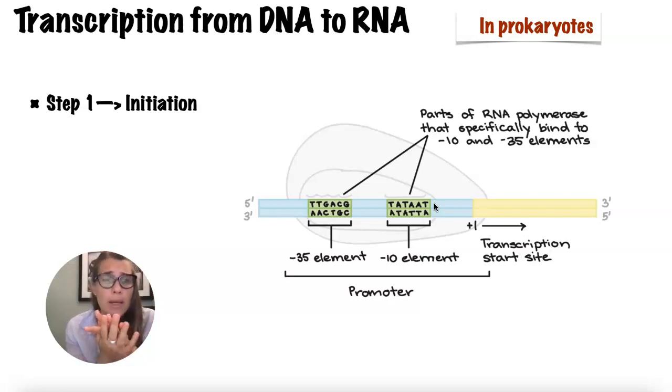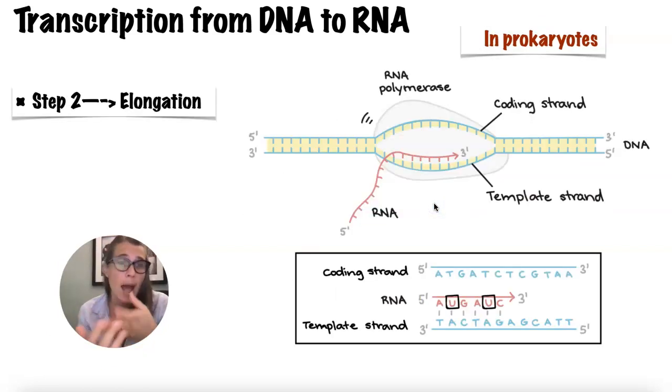After the RNA polymerase comes and binds with your promoter and starts transcription, you are going to start step 2, which is the juicy step, the elongation. This is when you're actually making this strand.